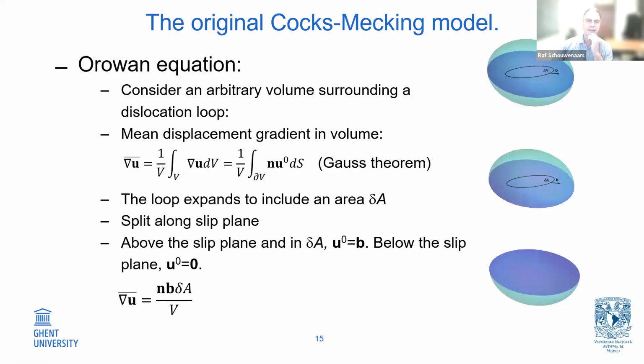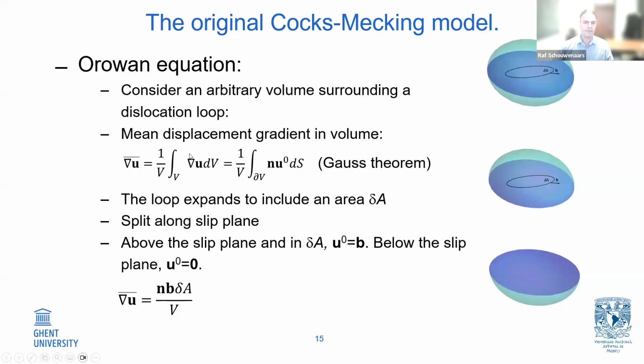Another equation that is often found is the Orowan equation. In fact, I never found a paper of Orowan where this equation appears. But you can do it in a strictly rigorous and general way. You look at a theorem from homogenization. We define a volume with its loop inside, which has expanded by delta A.